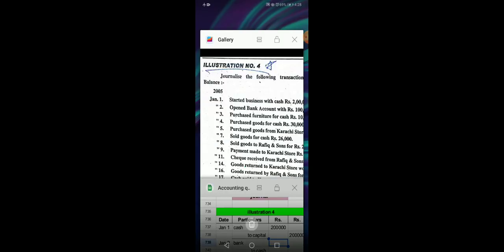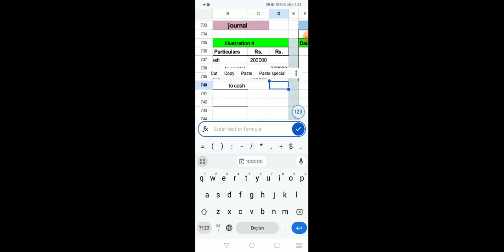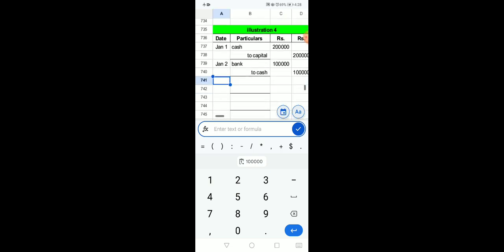How much amount is deposited in the bank? That is 1 lakh rupees. So put 1 lakh on the debit side, and the same amount you are supposed to write on the credit side. This way your entry for January 2, the second entry, has been completed. And now let's see what is in your third entry. It is saying purchase furniture for cash. So the next entry is you are buying furniture.